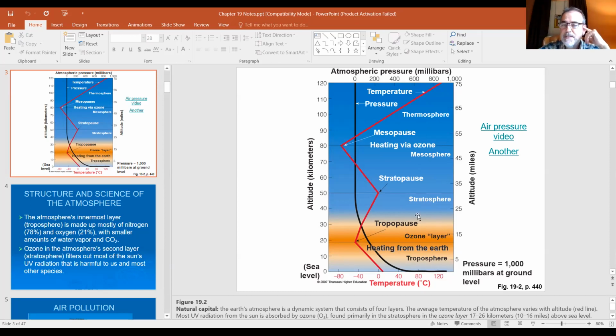For this class, you really just need to focus on these two, and really remember that the troposphere, as I said, is where we live. This is the layer of the atmosphere that's closest to the Earth. All life exists here, and where weather occurs.